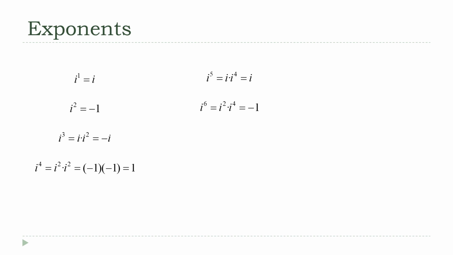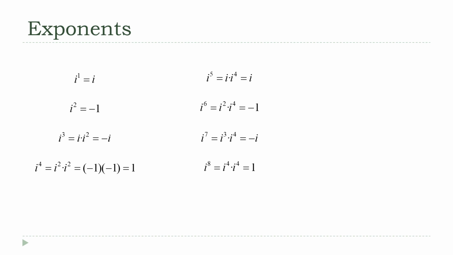Okay, so how about I to the sixth? Well, that's I squared times I to the fourth. I to the fourth, still 1. I squared is -1, and we get -1 again. Okay, I to the seventh, you see a pattern coming here, right? Is I to the third times I to the fourth, which is -I times 1, -I. Finally, I to the 8th, that's I to the 4th times I to the 4th, which is 1 times 1, which is 1. And you notice we've got the same pattern repeating over and over again.